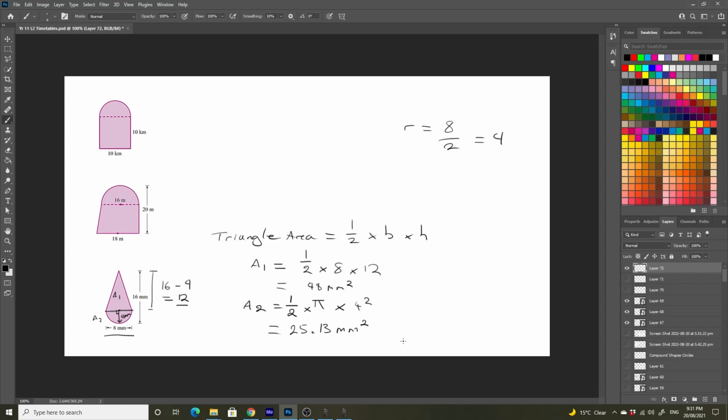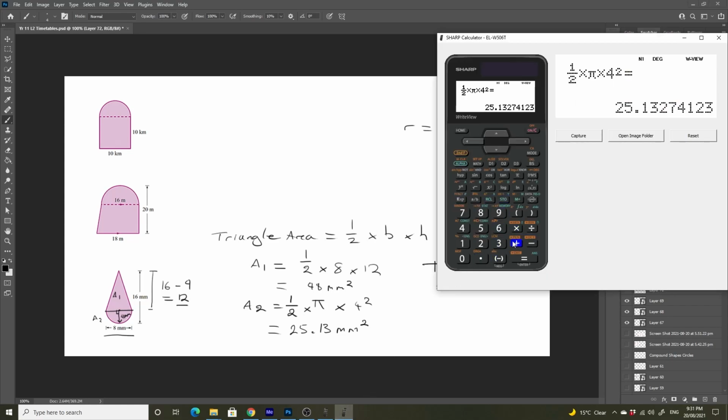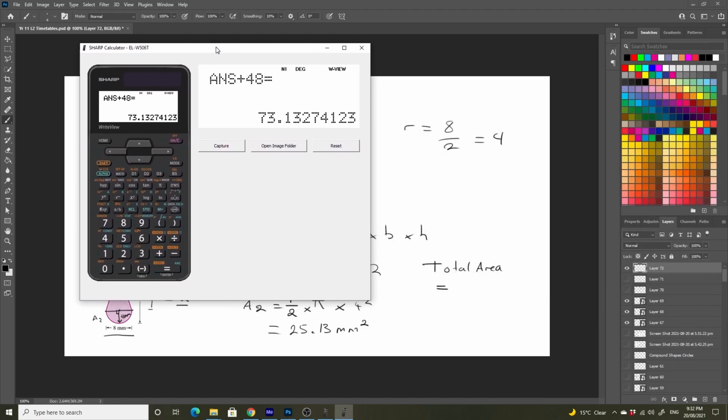Okay, so with these two figures, our total area is going to be equal to 48 plus 25.13. So we have 25.13 here, so we just add on 48. And that equals 73.13 millimeters squared.